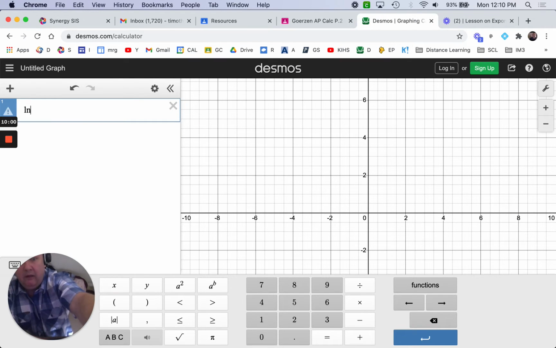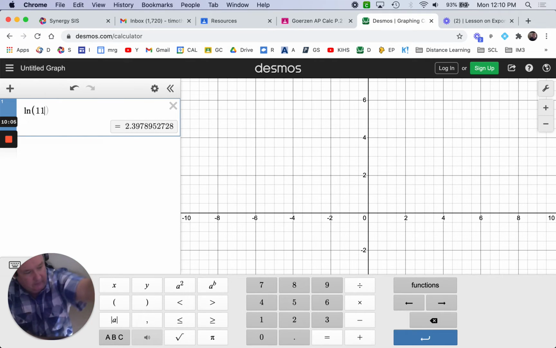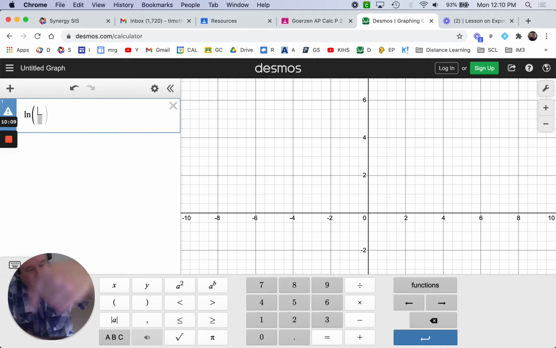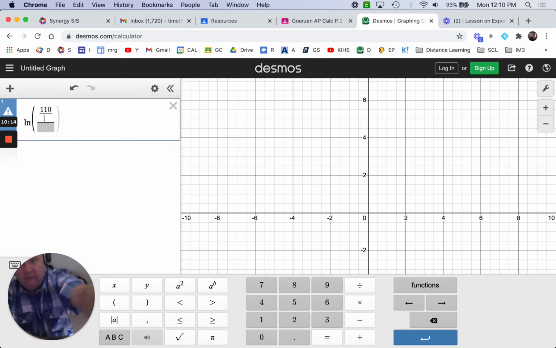We're going to go ln parentheses 110. In fact, I'm going to start with another parentheses, another divide sign, and then in the numerator, I'm going to go 110 divided by 50. Move the cursor, subtract 1. In the denominator of the logarithm is 7. And then take that answer divided by a negative 0.22.